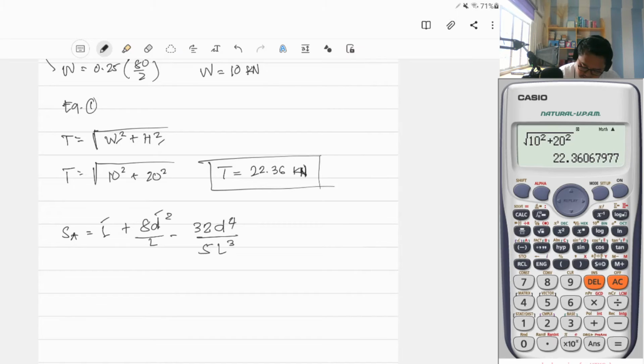Okay, so let's substitute this. L is 80, plus 8 times D, 10, squared, over L, minus 32 times D, 10, to the fourth, over 5 times 80 cubed. Okay, this is 80. So what is the answer?